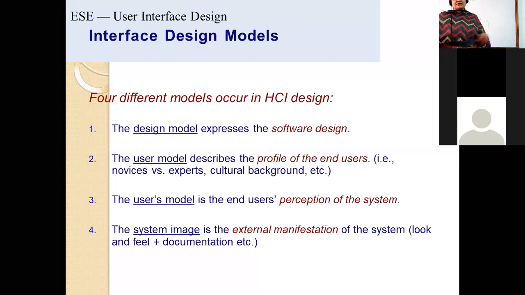The system image includes the look and feel and documentation. So how the system is going to look and what the documentation for using a particular kind of software will be comes under the heading of system image. So those are the four different models that occur in HCI design.